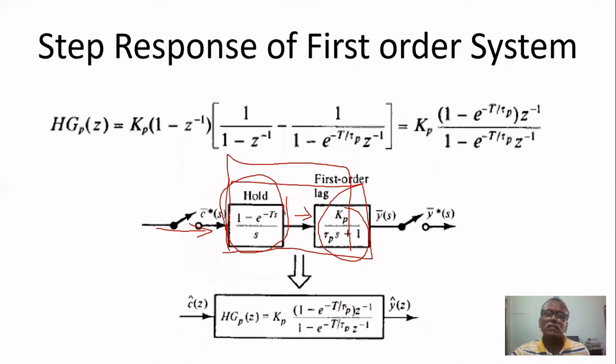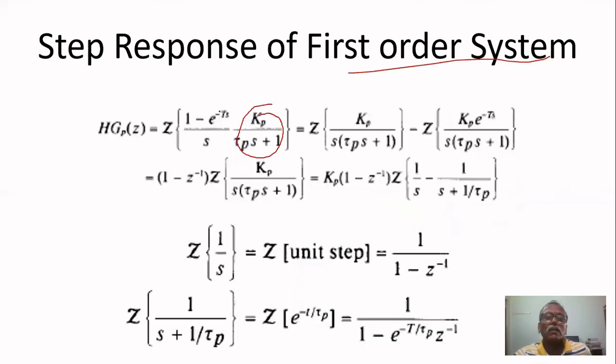In the next class, we will see that without a hold circuit, if we give the pulses directly to that system and find the pulse transfer function, what will happen to the system? We'll see in the next class. It will be very interesting. From that, we can understand the purpose of the hold circuit. Here, the hold circuit is included because we cannot give impulse inputs here. So the hold circuit converts those impulse inputs into continuous.